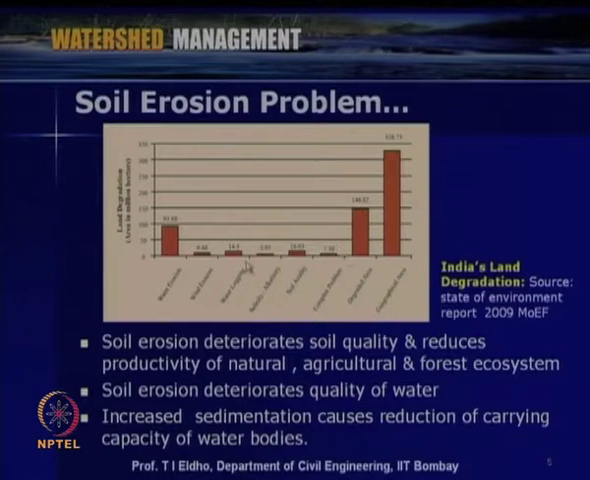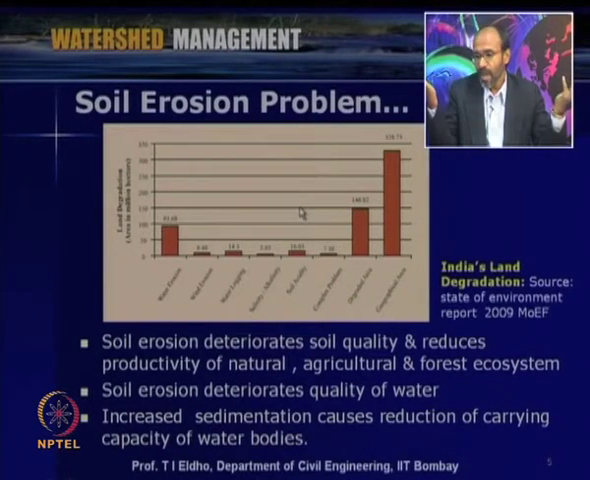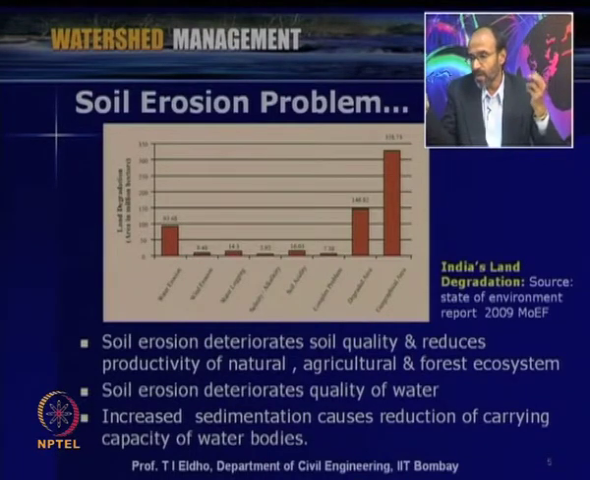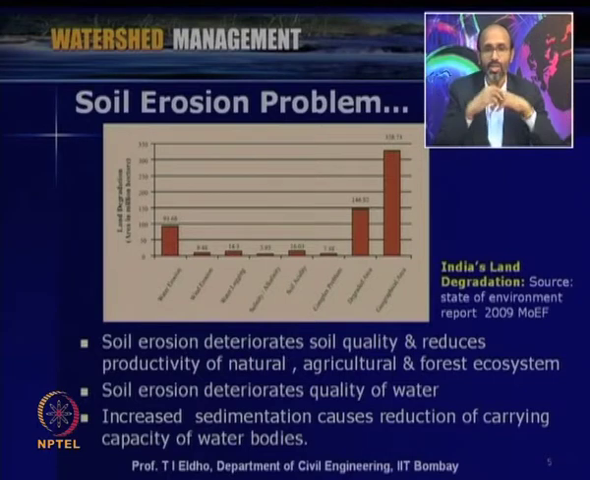The total geographical area is only 329 million hectares, and out of that you can see that there are so many problems related to soil erosion. It can be either water erosion or wind erosion, or it can be degraded land. All these issues are coming due to soil erosion. So, in watershed management, soil erosion is a major problem.